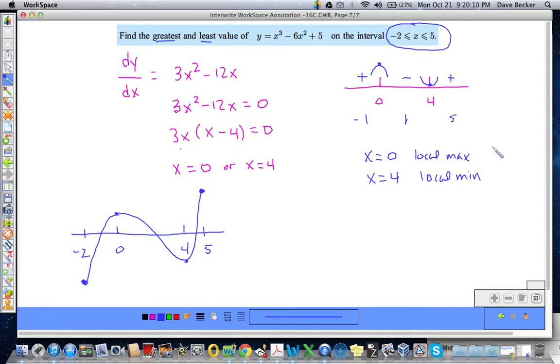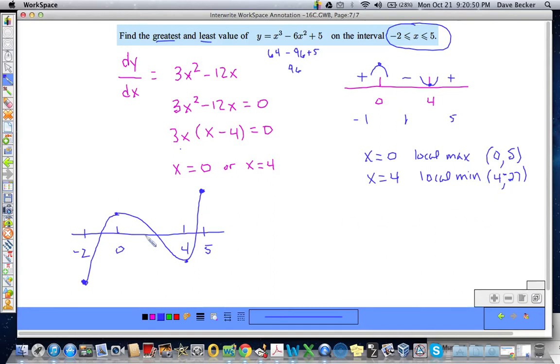So when x equals 0, what does the original function equal? That's going to be 5. Okay. And at x equal to 4, what do we get? Let's see, 4 cubed is 64, minus 6 times 16, that's 96, plus 5. So that's going to be 96 minus 69, which is 27. Negative 27, because that's a negative, sorry, -27.